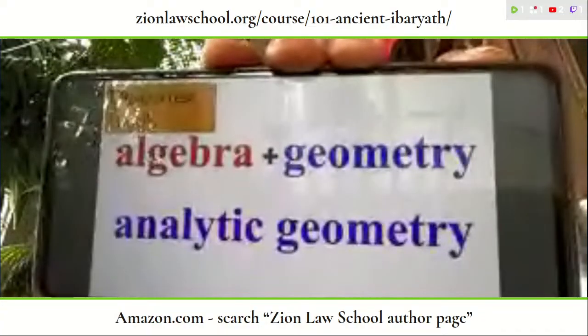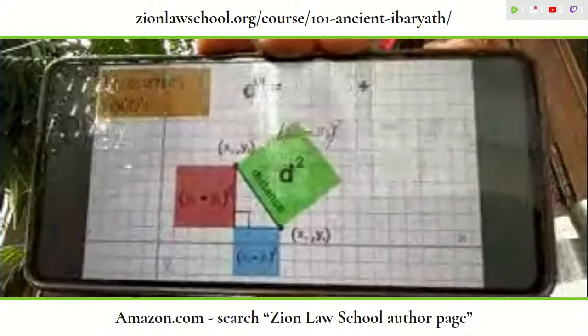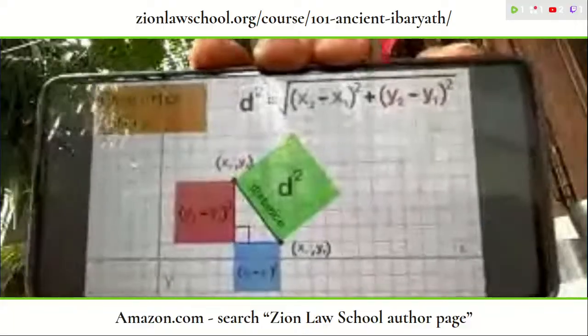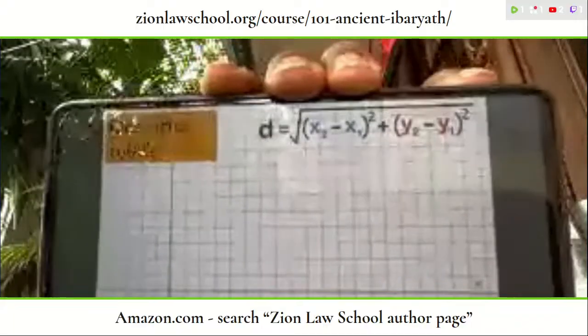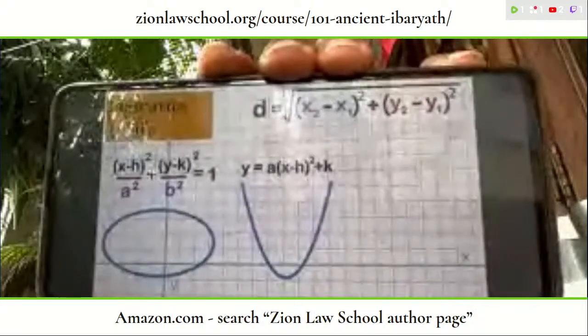At the heart of this transformation is the Pythagorean theorem, because it is used to derive the distance formula. The formula is then used to derive the equations of the ellipse, the parabola, the hyperbola, and the circle.